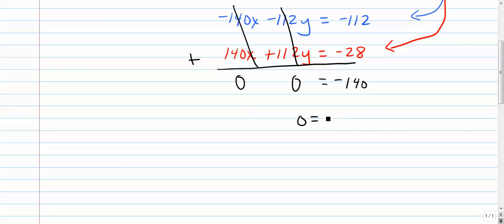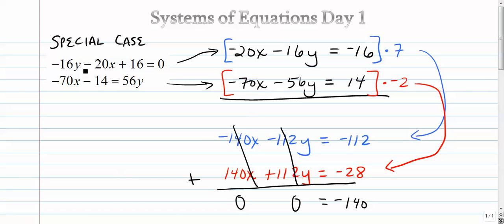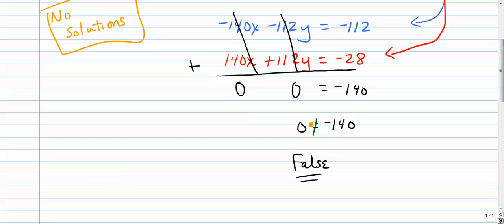So what we're looking at here is a statement that is so obviously false. There's no way ever that 0 can equal negative 140. Alright, so that is called a contradiction. Since that is always false, that means that there are no solutions, no ordered pairs that will make both of these equations work. Alright, so your final answer is that there are no solutions. And you write that anytime that at the bottom you get something that's so obviously false.